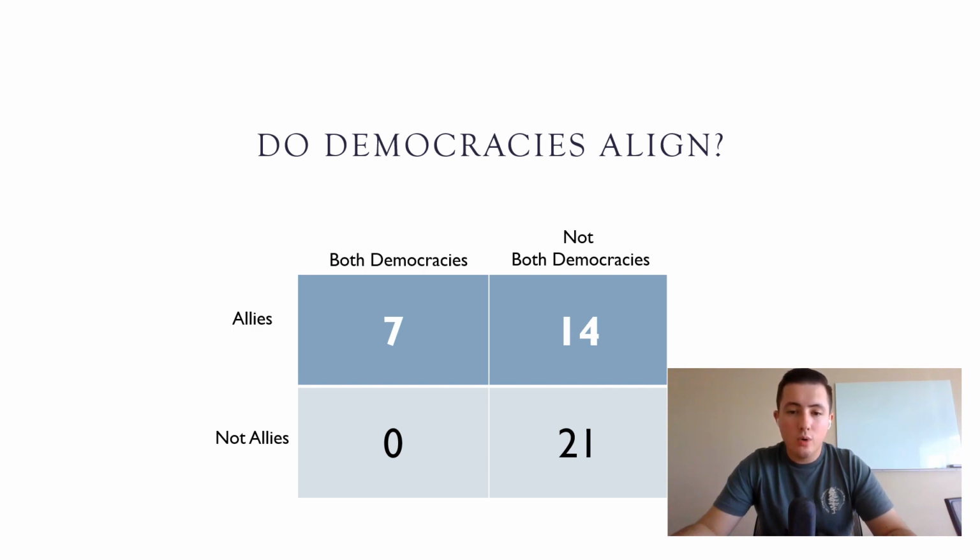There was no pairing that was both democracies and not allies, which honestly is the most impressive block to me. There were no pairings that were both democracies that were also not allied, and that speaks volumes to me. The 7 that were both democracies and allies is important, but that 0 is almost more important to me. And then of course you see the not allies and not both democracies was exactly half of the pairings that we received.